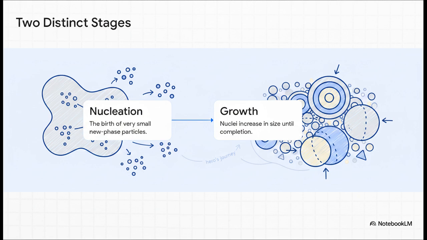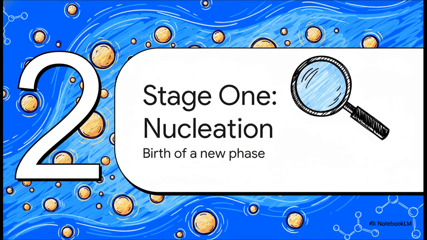Stage 1 is nucleation. That's the birth of tiny, new phase particles, often literally just a few hundred atoms clustering together. Then we hit stage 2, growth. That's where those tiny nuclei start increasing in size, basically eating up the parent phase until the whole transformation is completely finished. Which brings us to section 2, stage 1, nucleation.